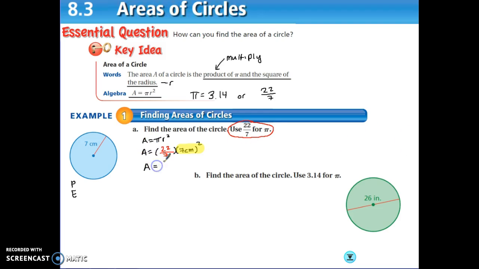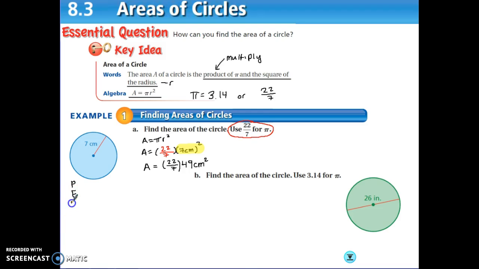Area equals, I still have 22 over 7. But when I raise this to the second power, I end up with 7 times 7, which is 49, and the centimeters is also squared. The reason centimeters are squared is because now we're talking area. So we have a two-dimensional surface instead of just a single dimension of length or width.